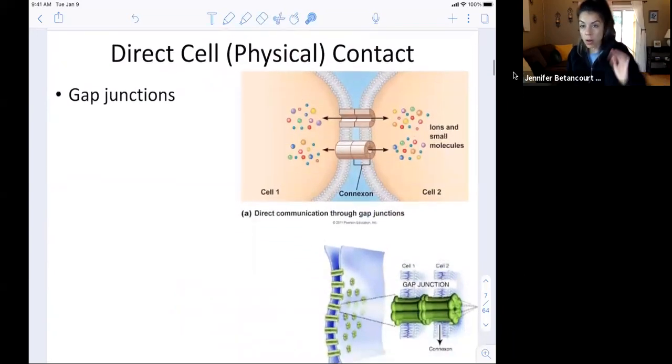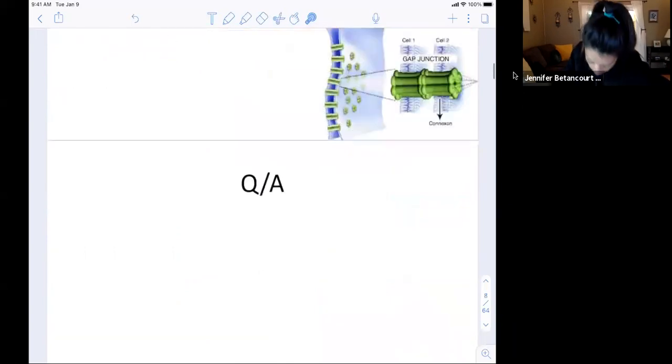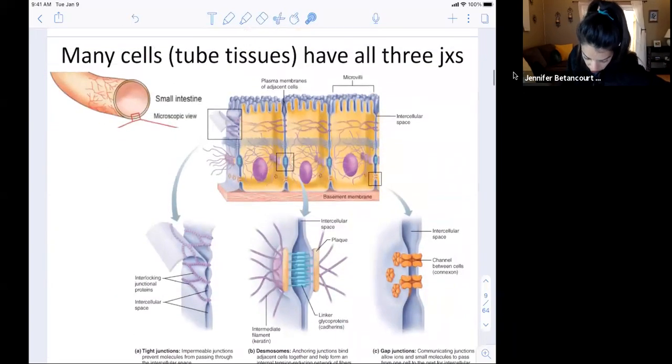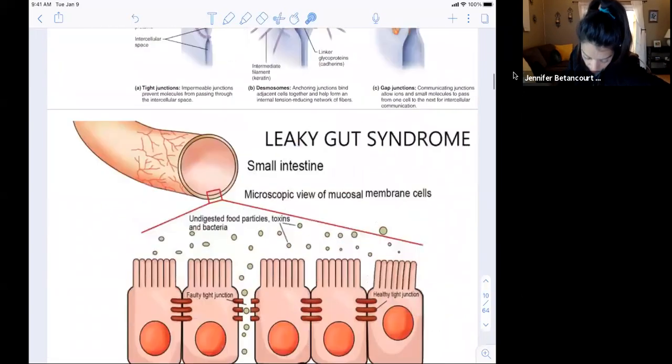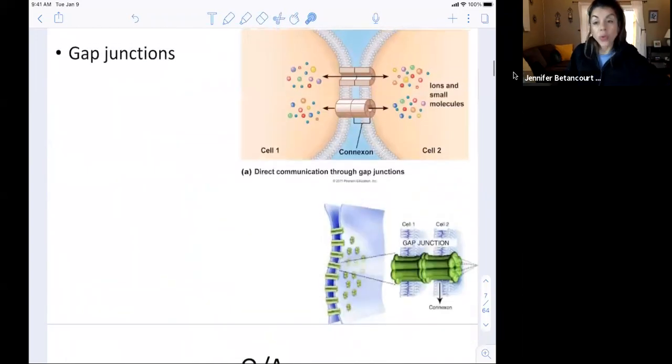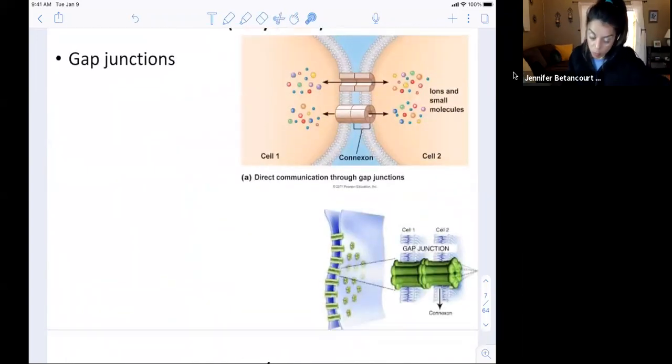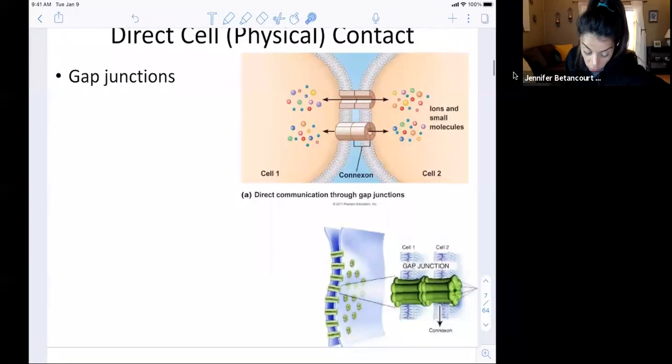So we will have concluded, oh no, let's finish. Gosh, curse words. Okay, yeah. I wanted to get through direct cell contact, but I think that would be pushing it. So let's just finish gap junctions.